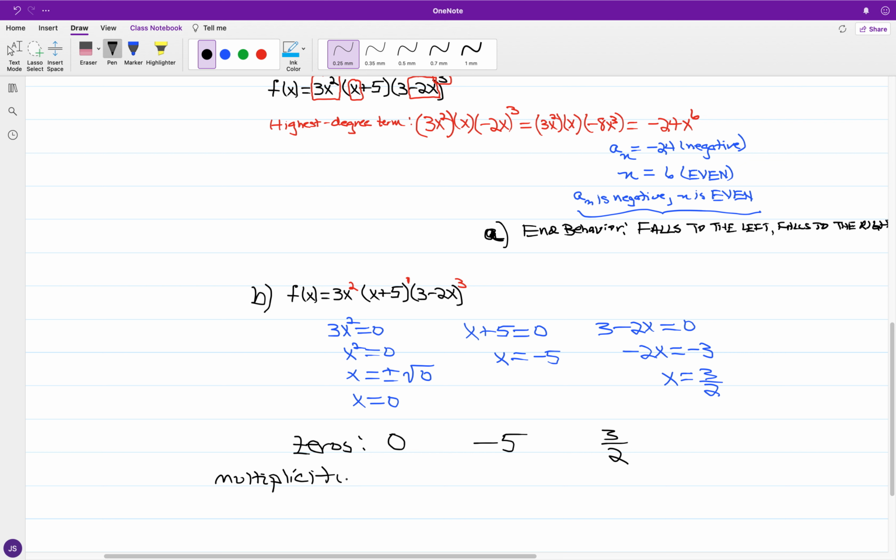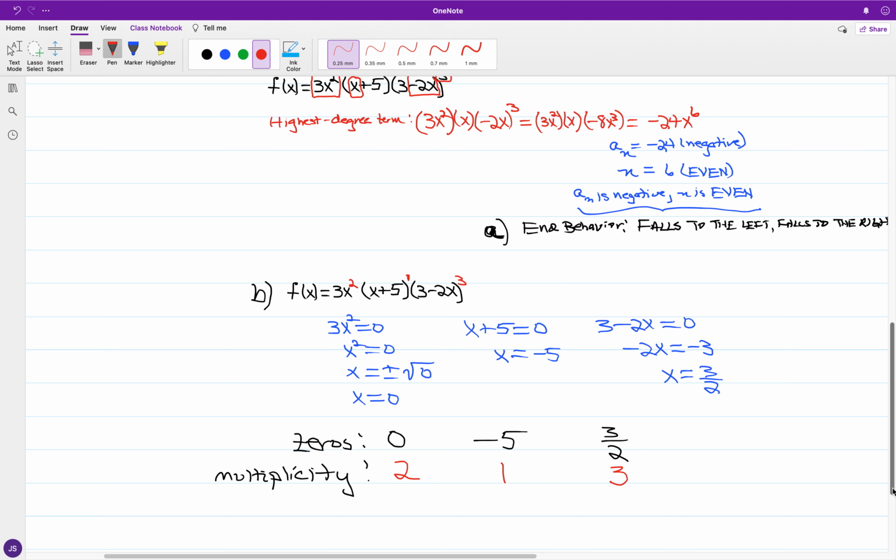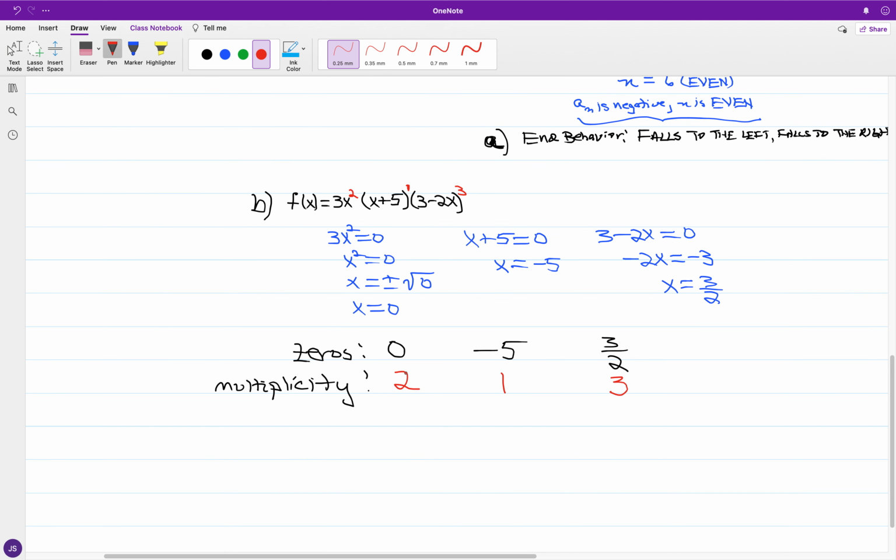And in terms of the corresponding multiplicities, 0 originates from the first factor where the variable is squared, so 0 has a multiplicity of 2. Negative 5 comes from x plus 5, which is raised to the first, so negative 5 has a multiplicity of 1. And 3 halves comes from the factor raised to the third power, so we have a multiplicity of 3.